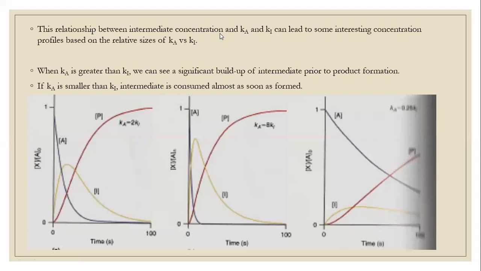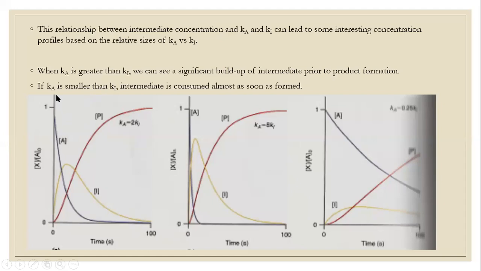So as I said, not the prettiest one, but not just waving your fingers. There's quite a bit of math involved. Okay. So the relationship between the intermediates, ka and ki, can lead to some very interesting concentration profiles based on the size of ka and ki. So depending on how big the rate of the first step is versus the second step.